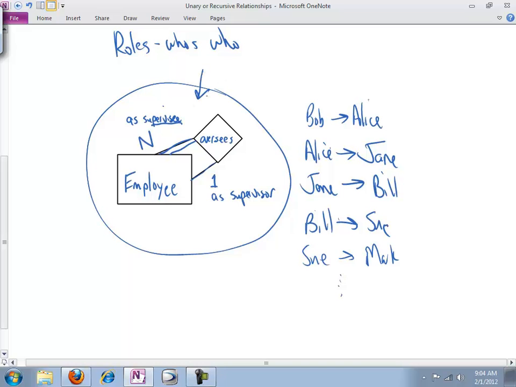Now you have a sense of how to represent that in the entity relationship diagram. And so, if that is in fact the case, mission accomplished for this clip.